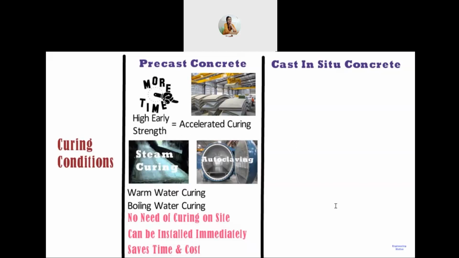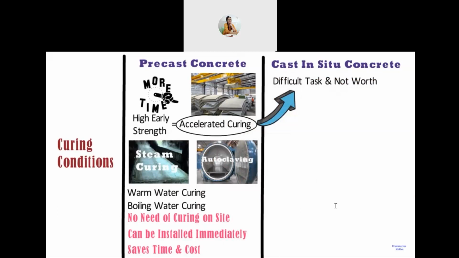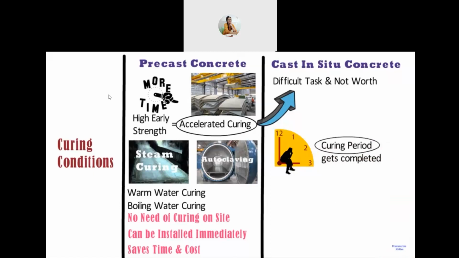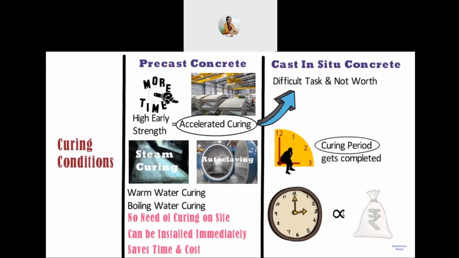Whereas, in case of cast in place concrete, accelerated curing is a difficult task and also it's not worth. Hence, you will have to wait until the curing period gets completed. This increases the time of construction. In construction industry, time is directly proportional to cost, hence cost also increases.